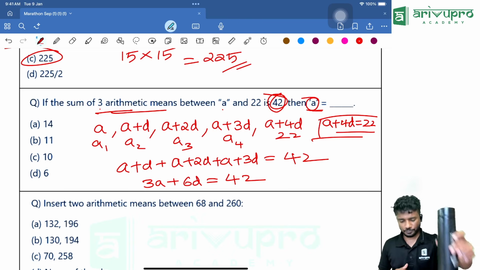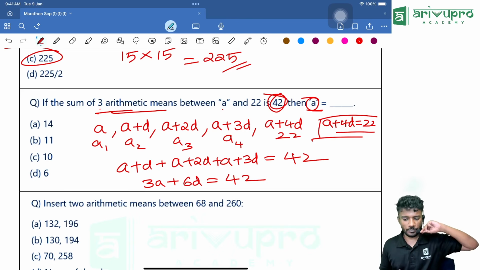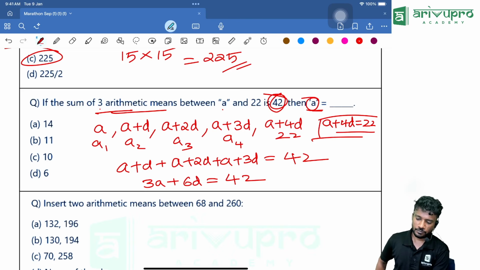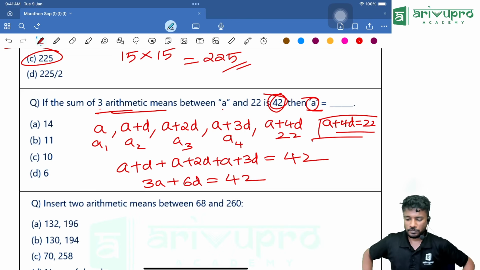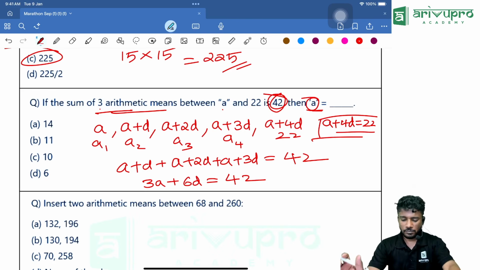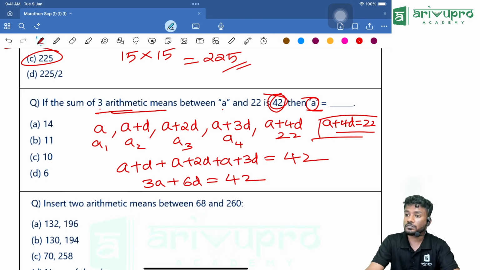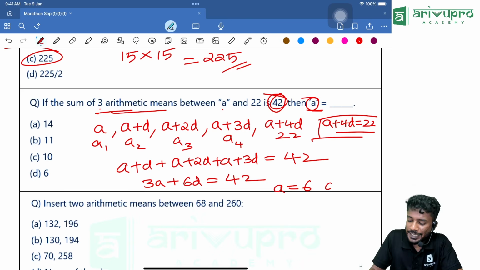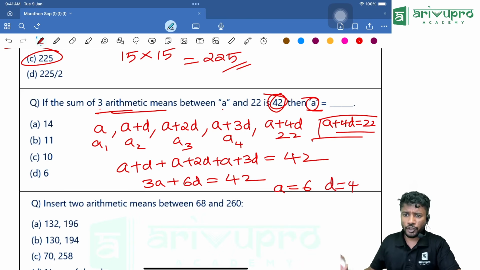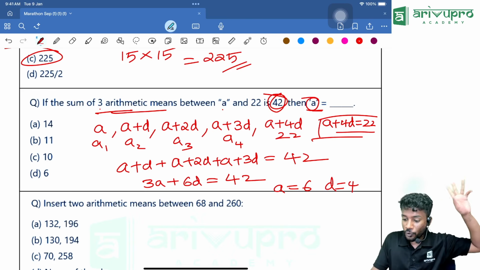Six? How much now? 4? a is equal to 6. a is equal to how much? 6. d is equal to how much? 4. Everyone got the same answer? Yes. Are you doing it? Why am I not doing it with you? Because we already studied. Yes, I already told the method.